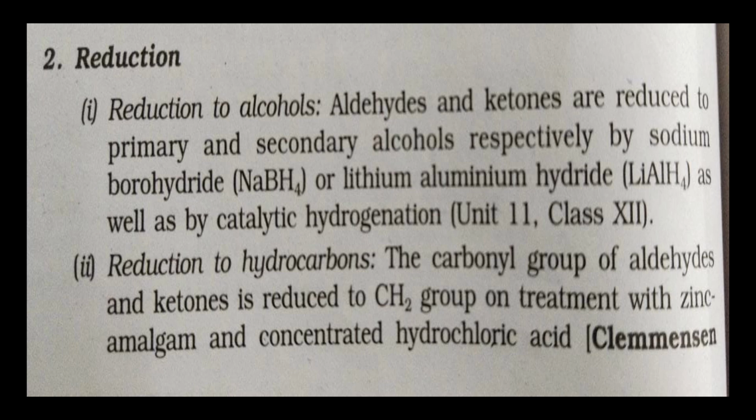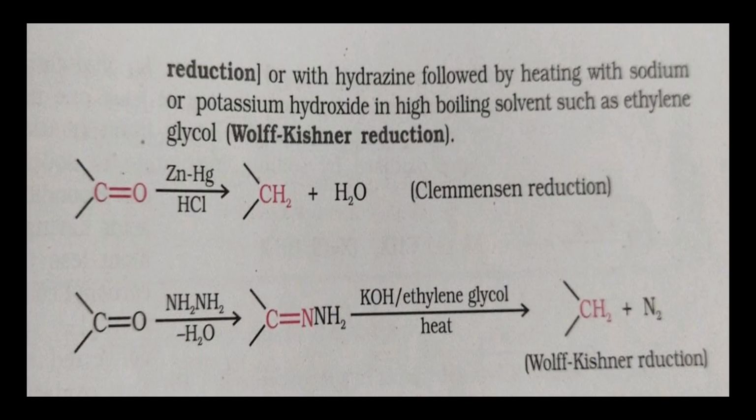The carbonyl group of aldehydes and ketones is reduced to CH2 group on treatment with zinc amalgam and concentrated hydrochloric acid, which is Clemmensen reduction, or with hydrazine followed by heating with sodium or potassium hydroxide in high boiling solvents such as ethylene glycol, which is Wolff-Kishner reduction. So this is the Clemmensen reduction, and this would be the Wolff-Kishner reduction.